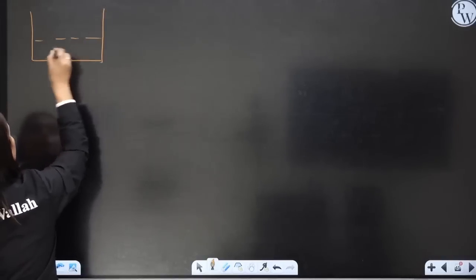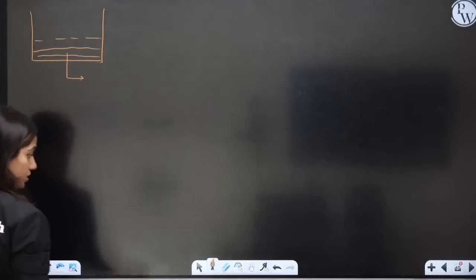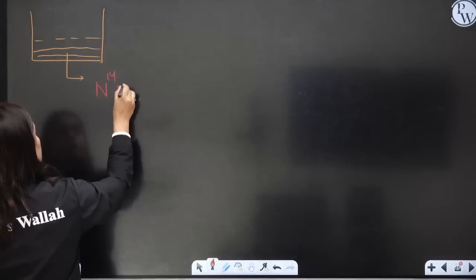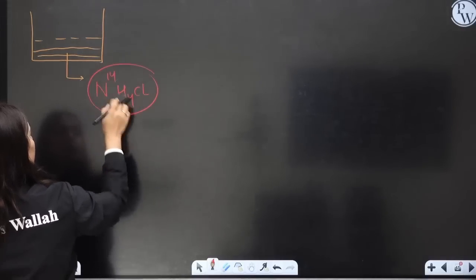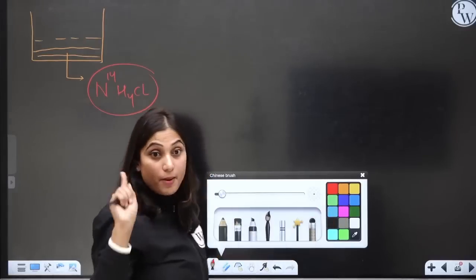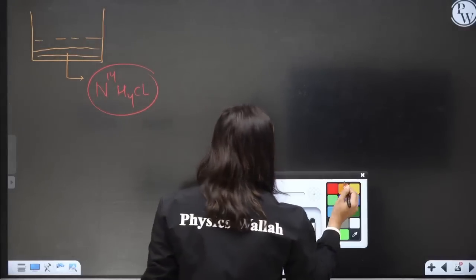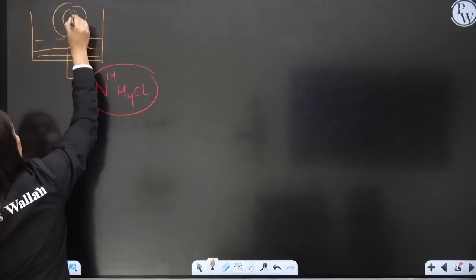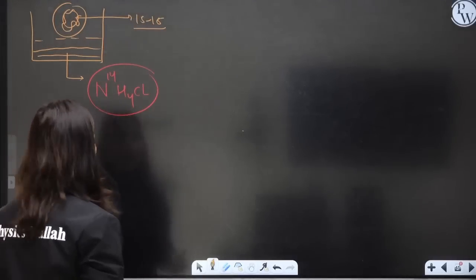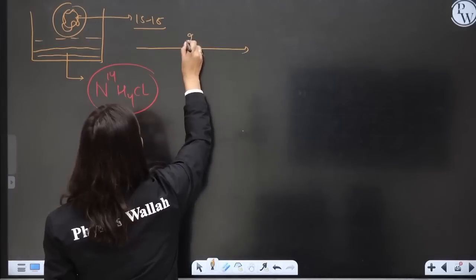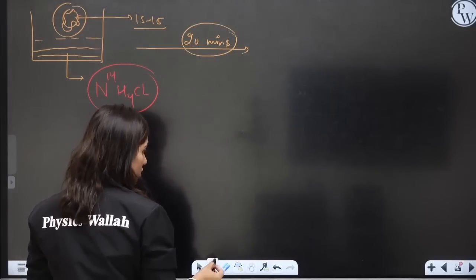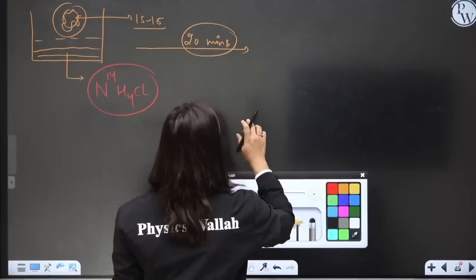Now we'll take the medium, and this medium is N14H4Cl. Remember, now the medium is N14H4Cl, and the E. coli present in it has the DNA 15-15. So, after 20 minutes of division, we'll get the first generation, and the first generation will be like this.